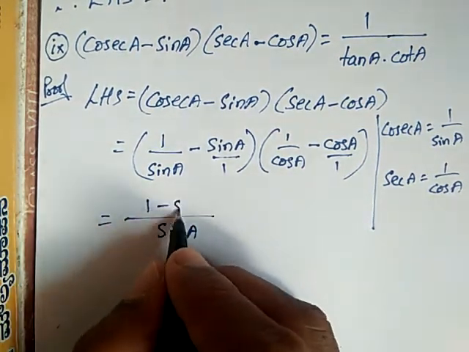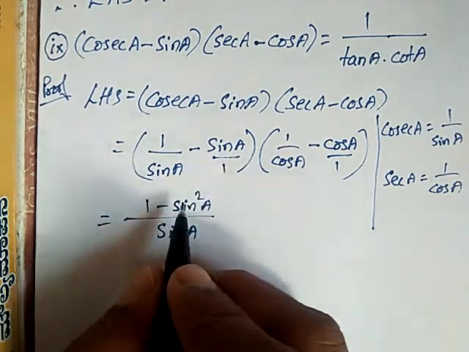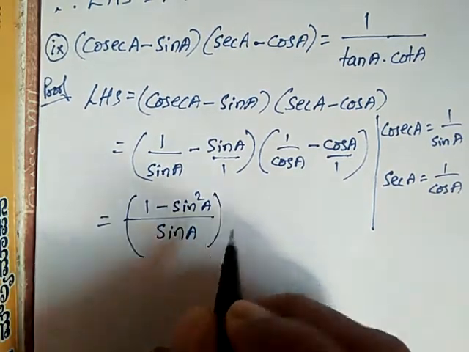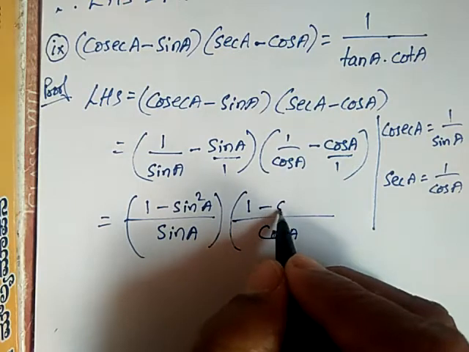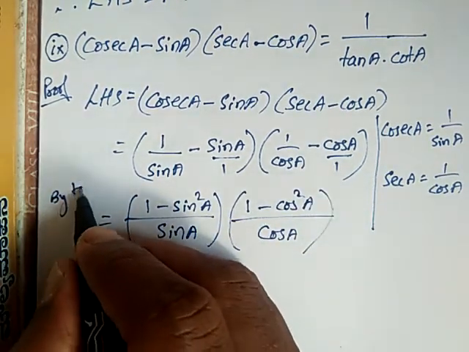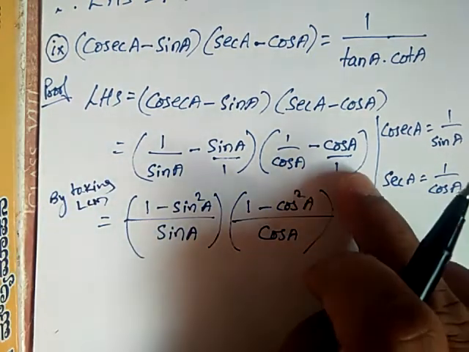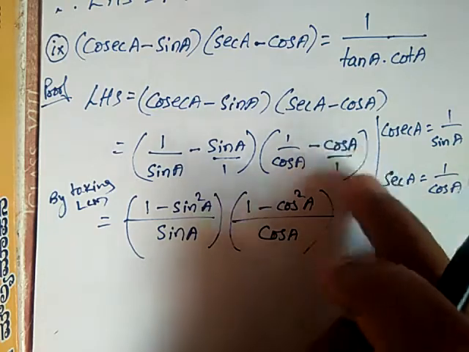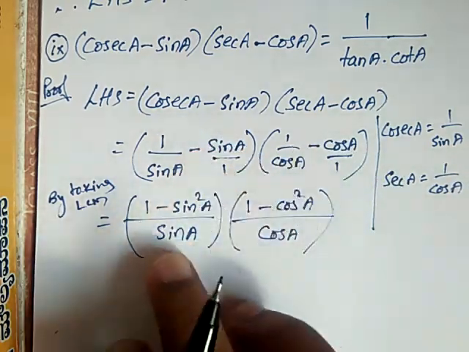So this will be 1 minus sin square A, because here it is 1, so multiplying by sin. It will be 1 minus sin square A into, here it will be cos A, here it will be 1 minus cos square A. How did you get this one? By taking the LCM, because here it is cos A and 1 is there, so multiply by cos A in numerator and denominator. Here sin A in the numerator and denominator, and you will get this one.